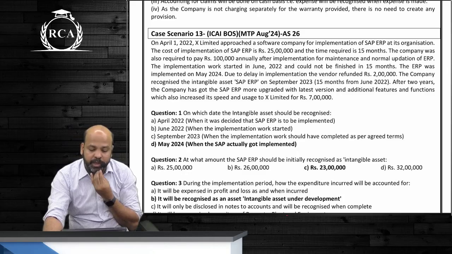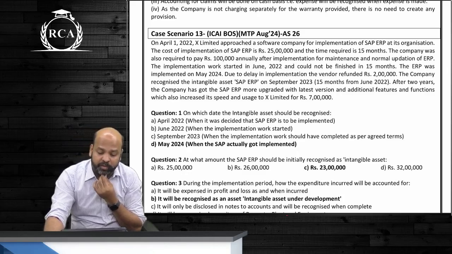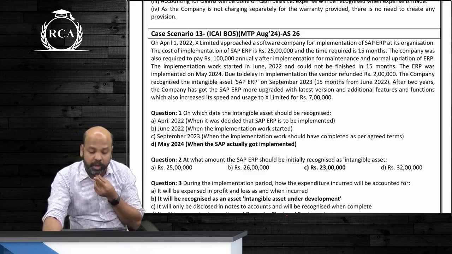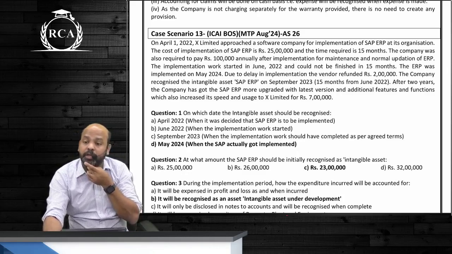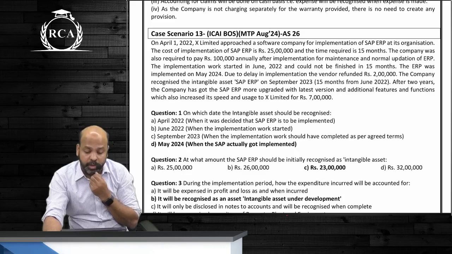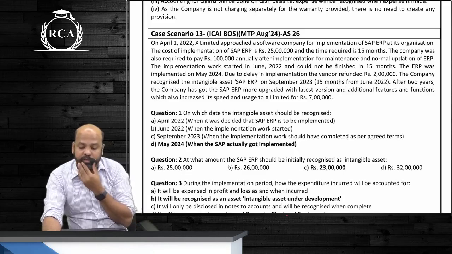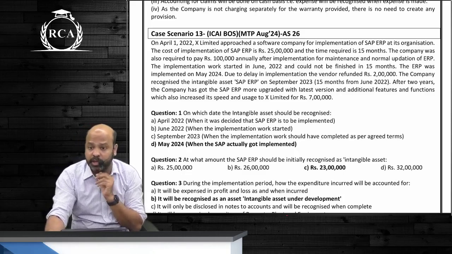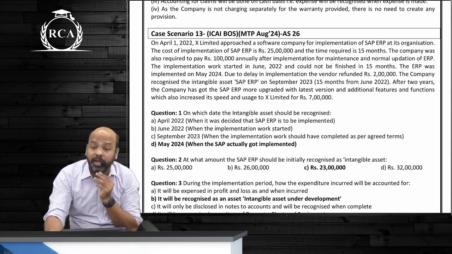ERP was implemented, guys. Implementation work started in June 2022 and could not be finished in 15 months. ERP was finally implemented, guys, in May 2024. Due to delay in implementation, vendor refunded 2 lakhs. That means your effective cost is only now 23.